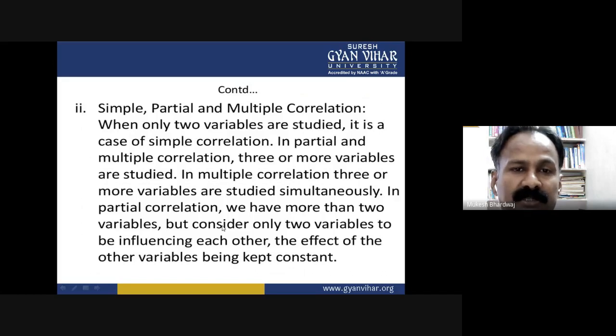Simple, partial and multiple correlation: when two variables are studied, it is a case of simple correlation. In partial and multiple correlation, three or more variables are studied. In multiple correlation, three or more variables are studied simultaneously. In partial correlation, we have more than two variables, but consider only two variables to be influencing each other, the effect of other variables being kept constant.